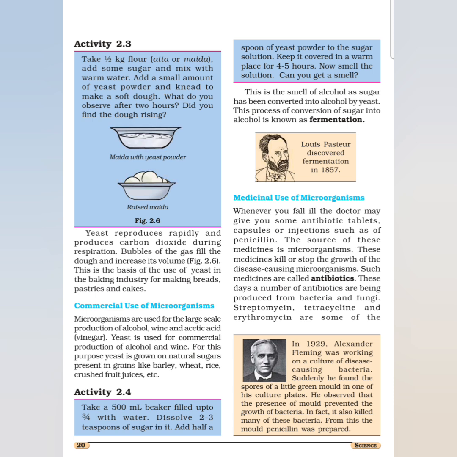Now we will study the commercial uses of microorganisms. Students, let's talk about very important uses of microorganisms in factories and industries. Microorganisms like yeast are used to make alcohol, wine, and acetic acid, which means vinegar. They grow yeast on natural sugars from barley, rice, wheat, etc., and convert it into alcohol. This process is called fermentation.